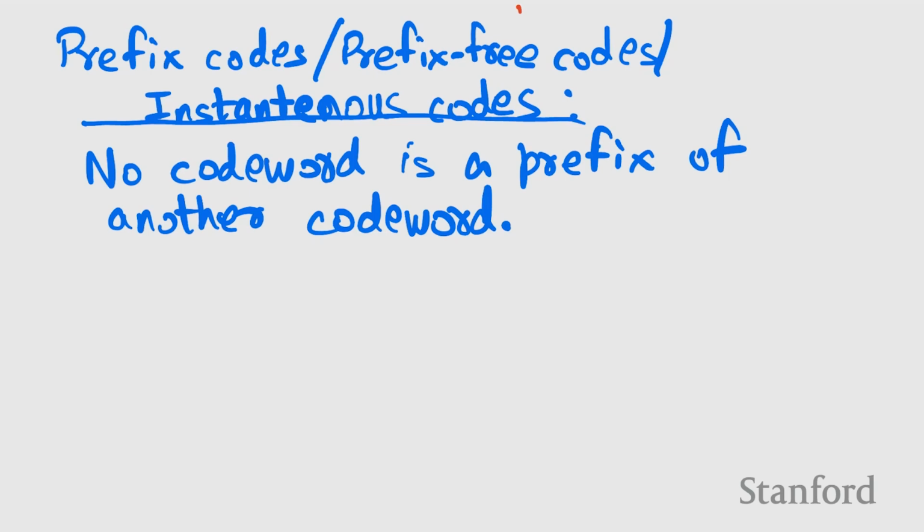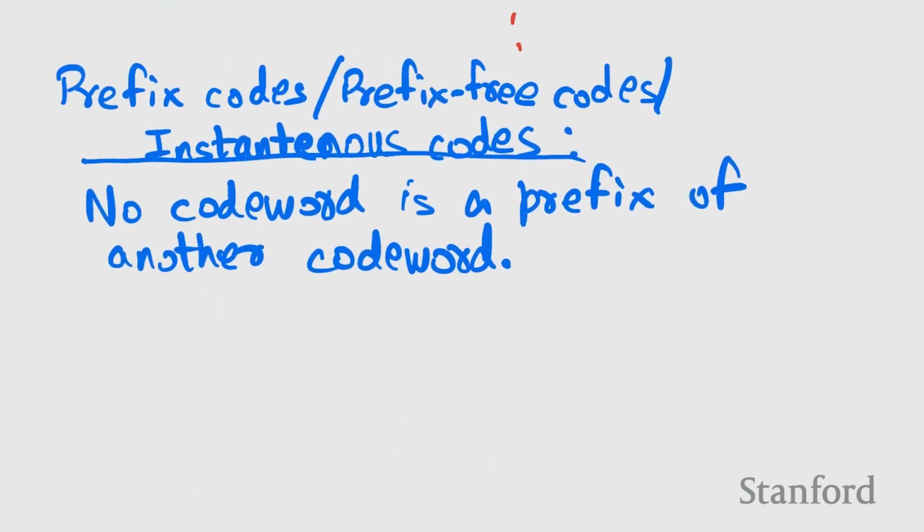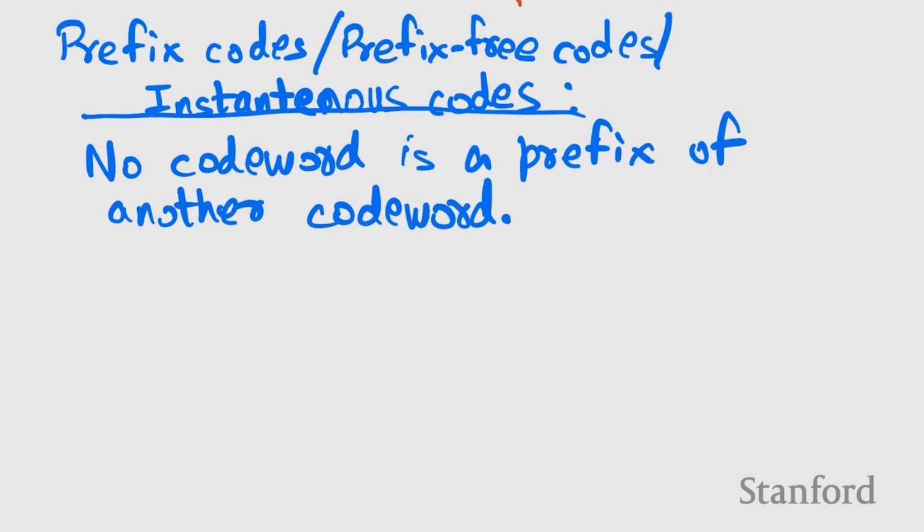Why are they called instantaneous? We just saw that property, right? As we were trying to decode, as soon as we saw the symbol, we were able to decode it instantly. We saw 0, we decoded A. We saw 1, 1, 0, we decoded C. You don't need to look ahead. You can do it in a more streaming way. As your bits are coming in, you are immediately able to decode. That's why it's called instantaneous code.